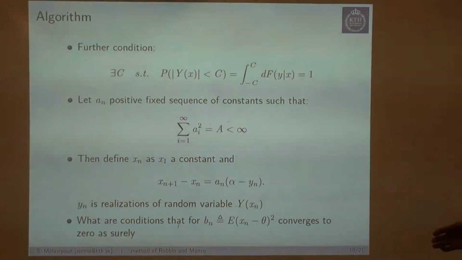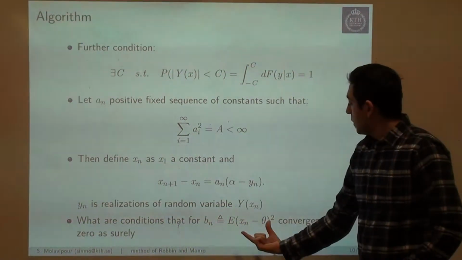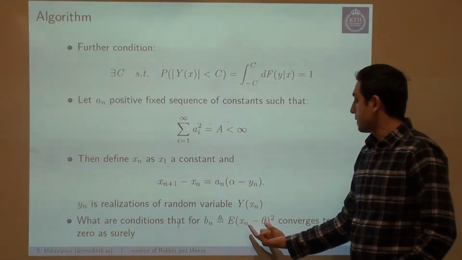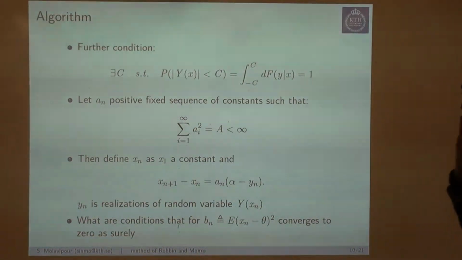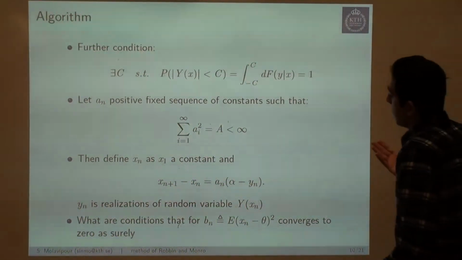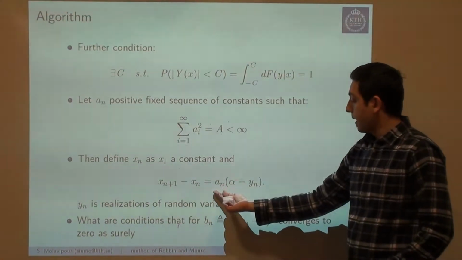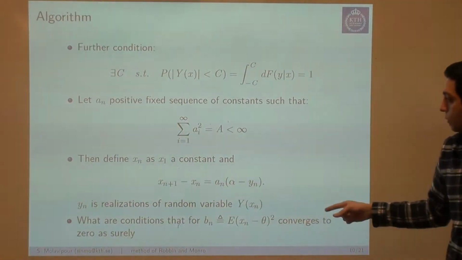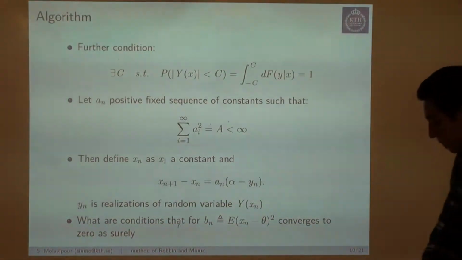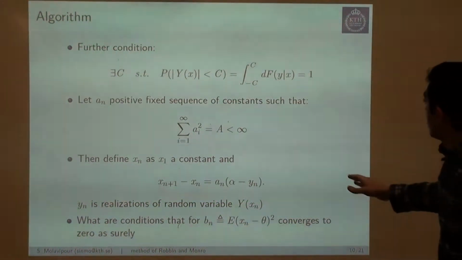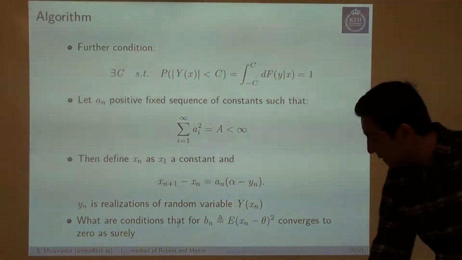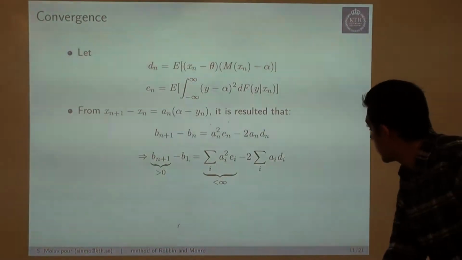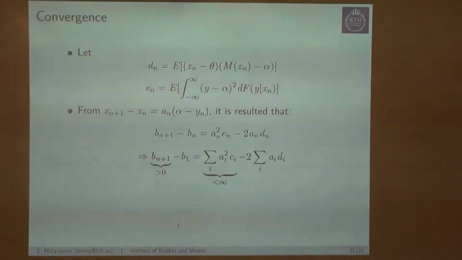So what we are interested in is that at the end of this algorithm, this error between the xn and theta converges to 0. This means that asymptotically xn is converging to theta. The whole art of this algorithm is to find this sequence of an such that this whole thing works. And recall that we don't have access to exactly the value of f and the function of m. So here I'm going to just explain the proof.